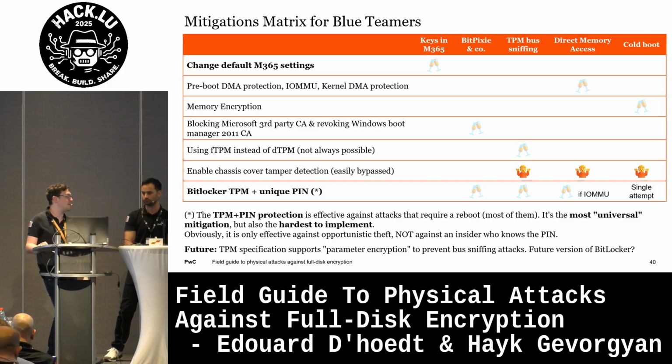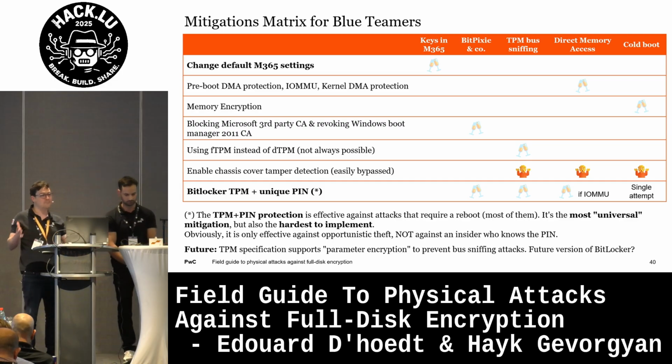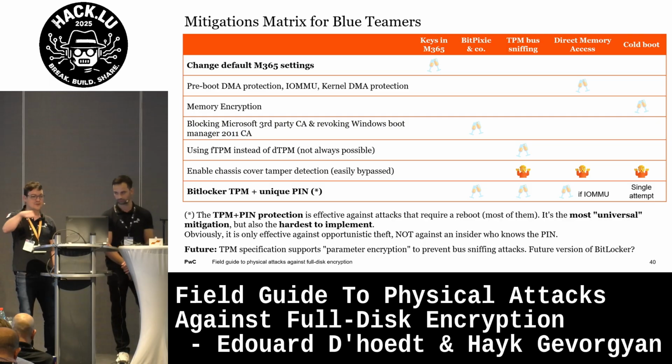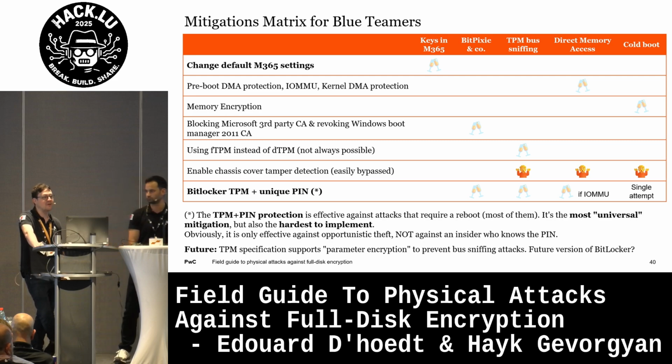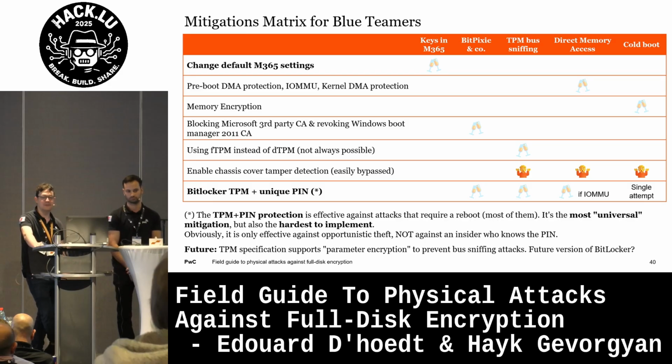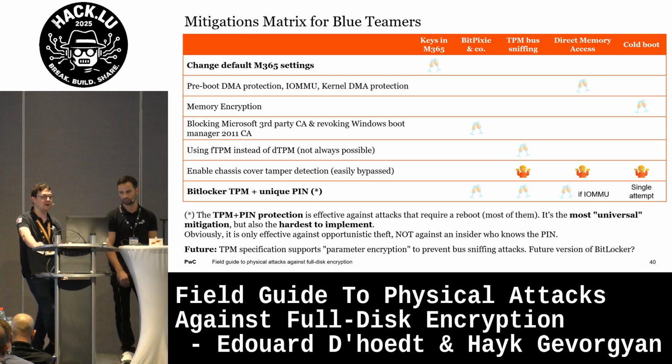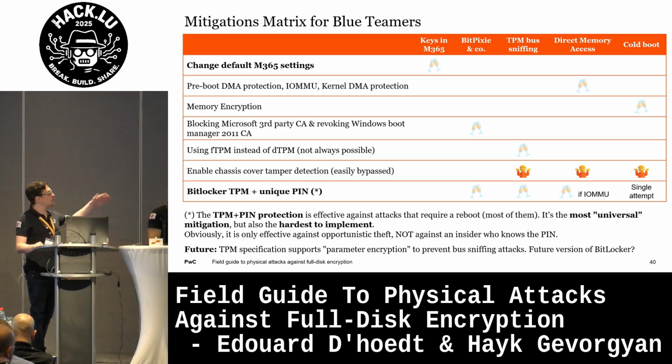And enable chassis cover tamper protection, but that's easily bypassed, because an attacker who knows the model of laptop they are attacking can just cut around the chassis to not trigger this. The most important one, I guess, is BitLocker TPM plus PIN. The problem is it's also the one that is the most difficult to implement at scale for a company, and the one that has the most impact on users. It's effective against most of the attacks simply because it prevents attacks that require a reboot, and most of them do.